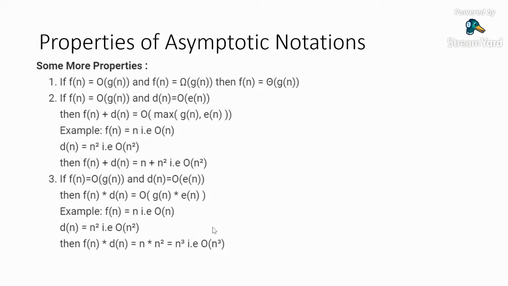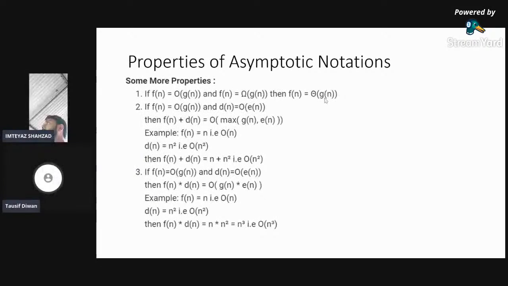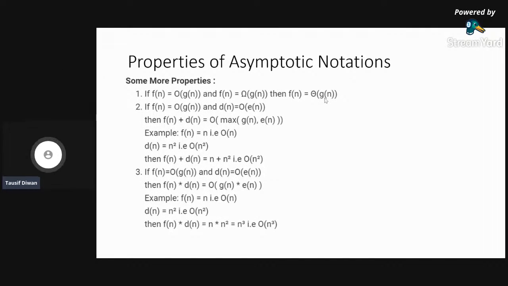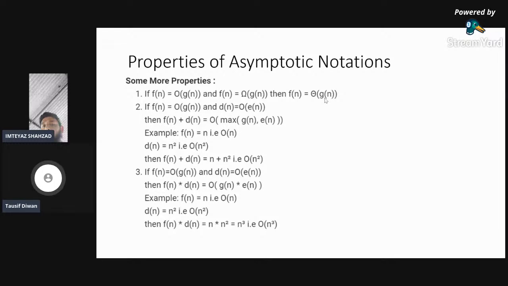Some more properties are there, like see, if f of n is order of g of n and f of n is omega of g of n, okay, so we can say that f of n is theta of g of n. We had already seen this, because if we are providing upper bound as well as lower bound, then with the help of that particular bound, it is nothing but exact bound. So theta is applicable only when this order of and omega both of them are true.